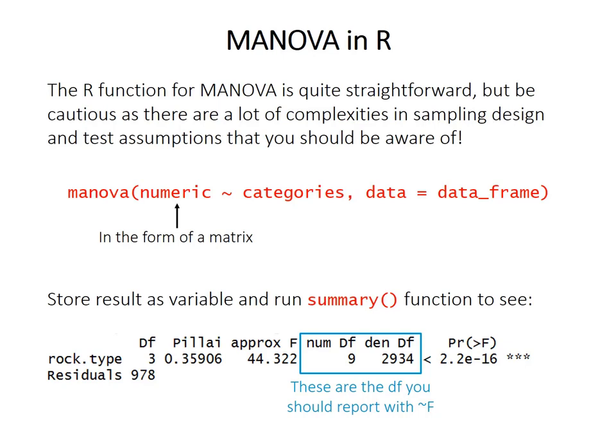The summary function is where you can choose the test statistic. If you didn't want to use the Pillai trace, which you can see is the default here, you can select Wilks' lambda, or Hotelling-Lawley, or other ones.